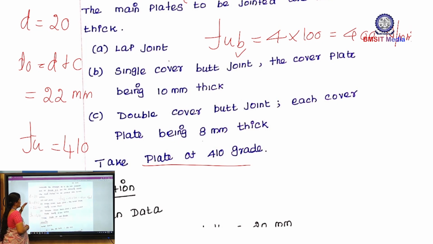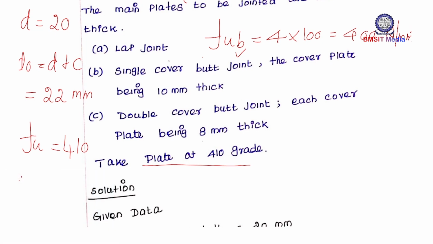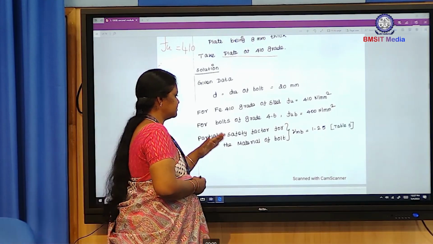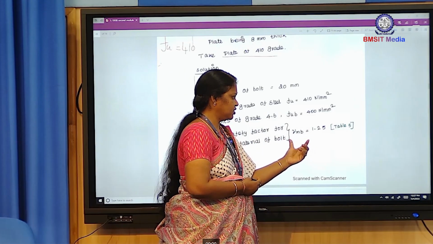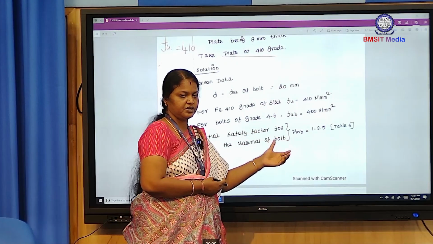D is 20, d naught equals 22. Using the plate grade we find FU equals 410 Newton per mm square. For the bolt of grade 4.6, FUB equals 4 into 100, that is 400 Newton per mm square. So these are all the given data. Gamma MB, the partial safety factor for the material of the bolt, equals 1.25. In Table 5 it is available: gamma MB is 1.25 at site, and at shop also 1.25.